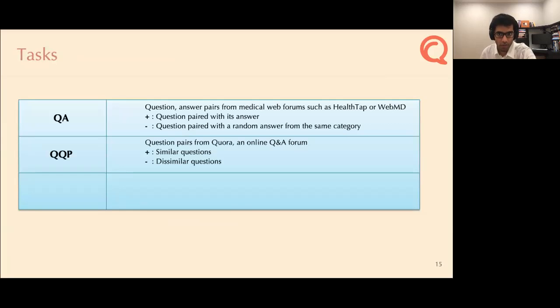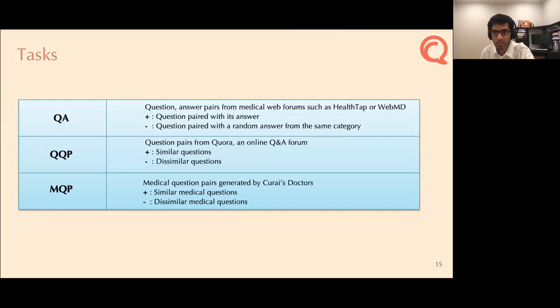The second task is what we call QQP. QQP itself is a large non-medical labeled corpus of question pairs from Quora, an online Q&A forum. So our training data set consists of similar questions as positives and dissimilar questions as negatives. Lastly, MQP is a dataset consisting of similar and dissimilar medical question pairs that I described in the earlier slides. Note here that the QQP task is the same as our final task, namely question similarity, but it is on a generic non-medical dataset. QA, on the other hand, is a related task, but it is on medical data, the domain that we care about.